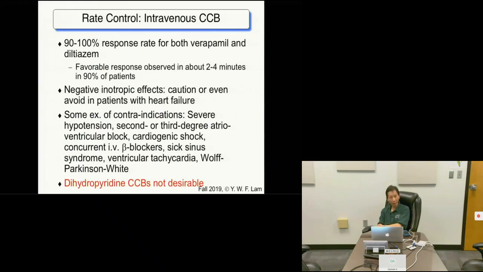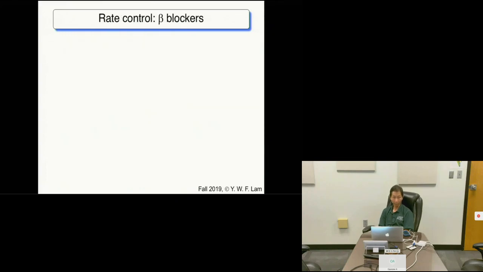And then one final thing, the dihydropyridine calcium channel blockers are not desirable for trying to control the ventricular response rate in patients who have atrial fibrillation, because if you remember, the dihydropyridine calcium channel blockers are much more potent vasodilating agents from a peripheral vasodilatation standpoint. So one of the side effects of dihydropyridine calcium channel blockers, such as nifedipine, nicardipine, etc., is reflex tachycardia, and that obviously is not desirable in a patient who already has atrial fibrillation with a high ventricular response rate.